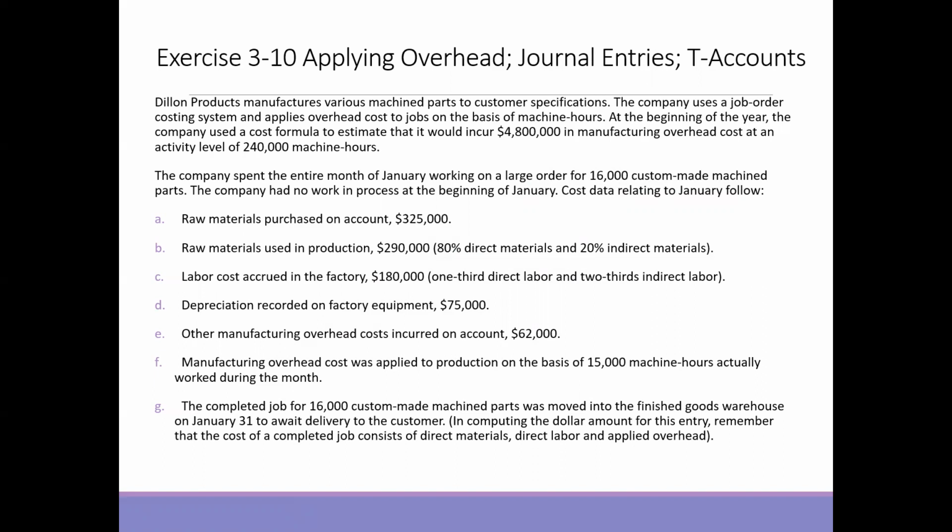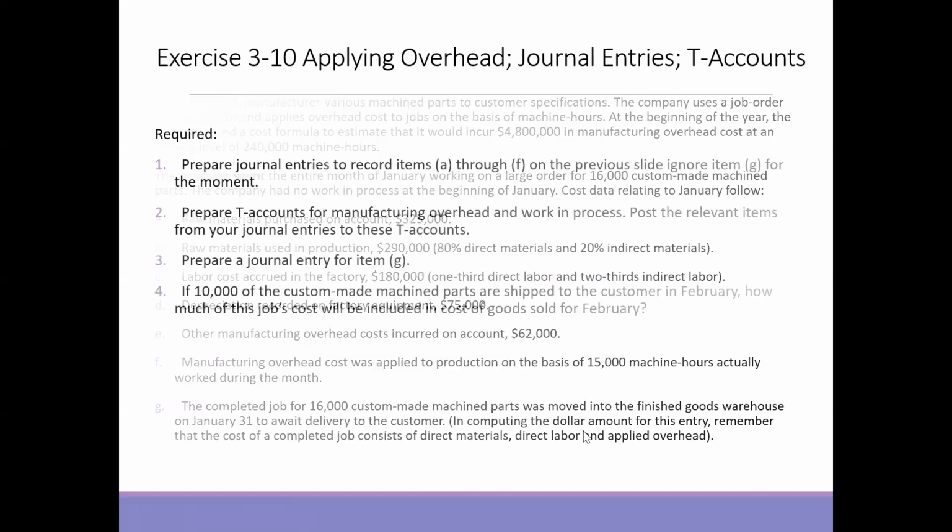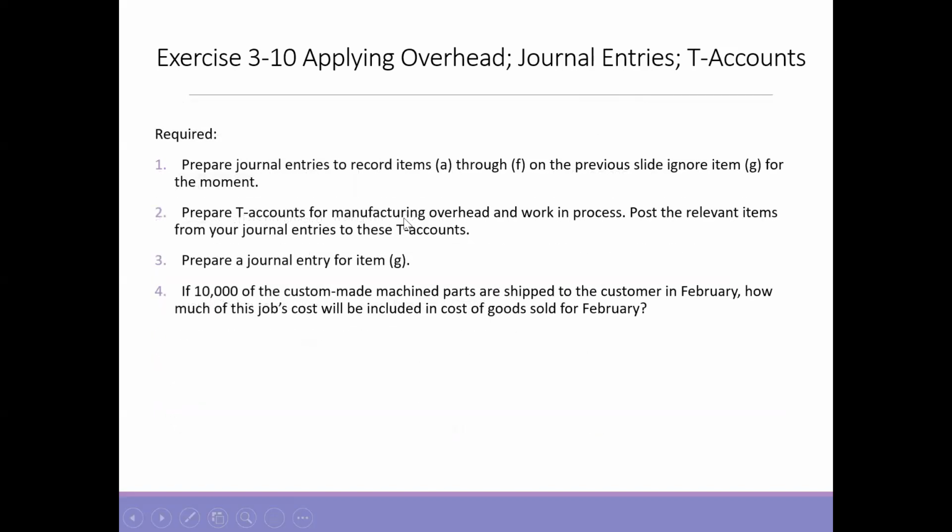The company spent the entire month of January working on a large order for 16,000 custom-made machined parts. The company had no work in process at the beginning of January, and here are the various costs that happened. Okay, so our job is to prepare the journal entries, prepare T accounts, and then a scenario.